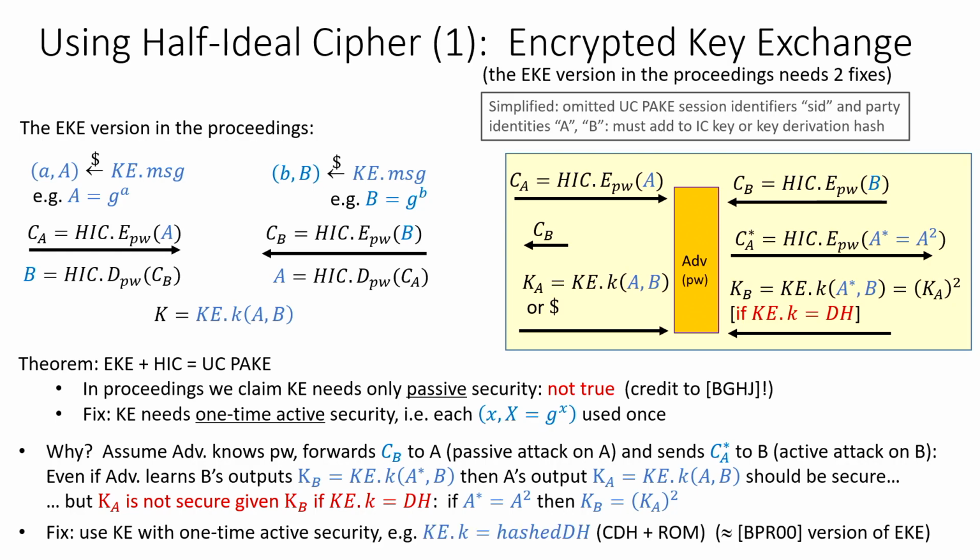So what's the fix? This needs to be a one-time actively secure key exchange, and hashed Diffie-Hellman is. This is maybe also why Bellare and Rogaway don't have a generic compiler for any key exchange, but a specific one, and in fact they use hashed DH in the 2000 paper.